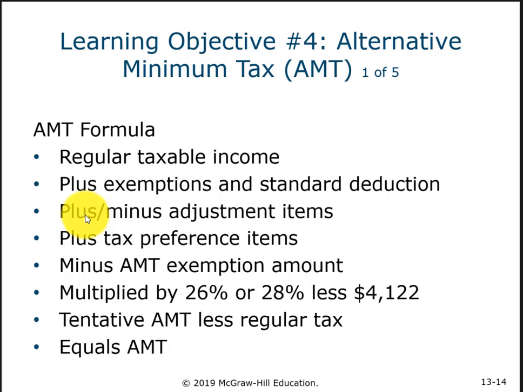Then you subtract the regular tax. So that's why you can't do AMT until you've done your regular tax, because you don't know what that second to last step is. And then that equals this AMT. That's your actual alternative minimum tax amount. And remember, it's above what your regular tax is.